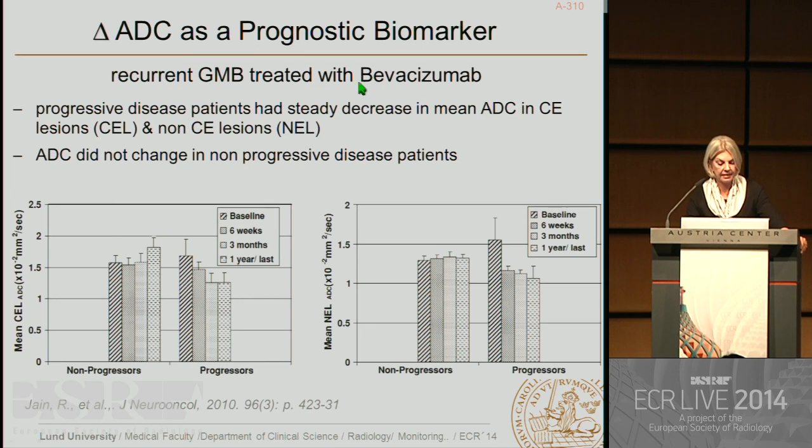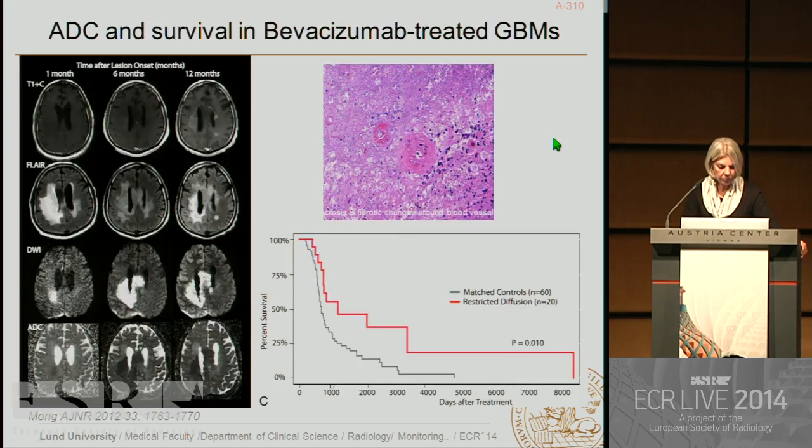those patients that had a steady decrease in the mean ADC in the contrast-enhancing lesions as well as in the non-contrast-enhancing lesions, where the progressive patients had a steady decrease, while those patients that had no progression of disease, the ADC values did not change.